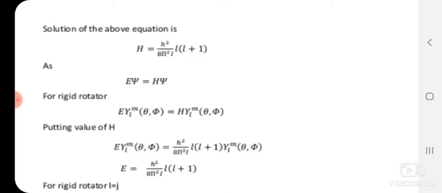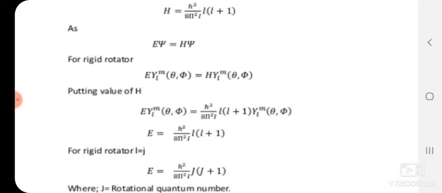If we substitute the value of H, which is equal to h square by 8 pi square I into L into L plus 1, then the above equation becomes E Y L ml (theta, phi) is equal to h square by 8 pi square I into L into L plus 1 Y L ml (theta, phi). If we simplify and rearrange this equation, then the rotational energy E is equal to h square by 8 pi square I into L into L plus 1.